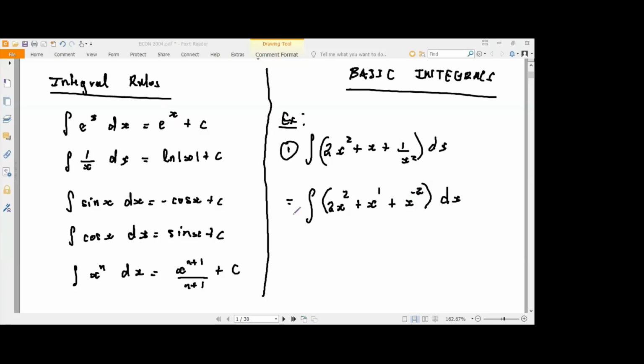Let's integrate now by using this rule. When I integrate 2x squared, I raise the power by 1, which gives me 3, so x cubed with the 2 up top, and then I divide by the new power, which is 3. Same thing here: raise the power by 1, that gives x squared, and divide by the new power, 2. Now for x to the minus 2, I add 1 to minus 2 and get minus 1, and I divide by the negative 1. Then don't forget to write plus c.